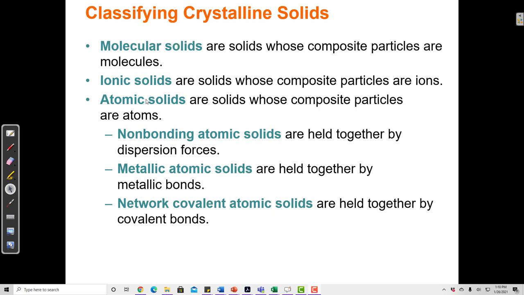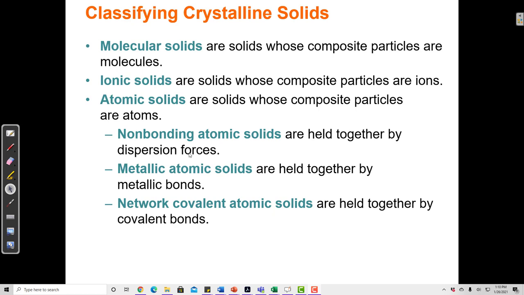Atomic solids are solids whose composite particles are atoms, and that means that atomic solids are pure elements. So there are different ways that atoms and pure elements can be arranged, and depending on the nature of the interactions between those atoms, we would define them in three different ways. There are non-bonding atomic solids, and those are solids that are held together by dispersion forces.